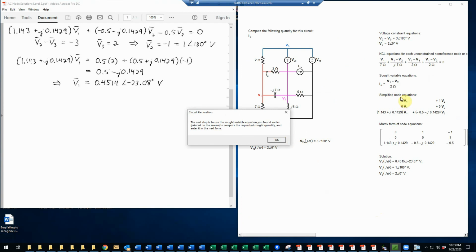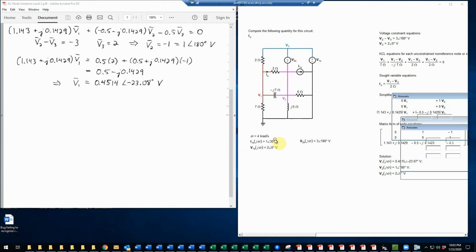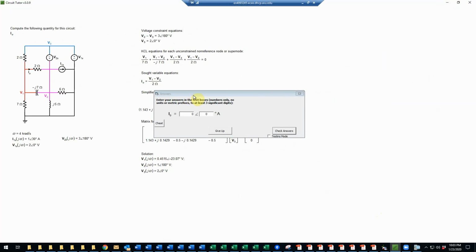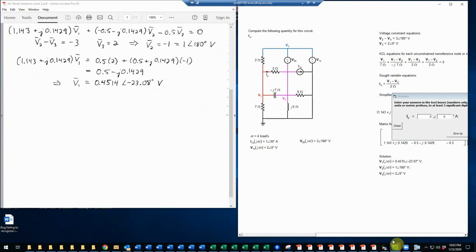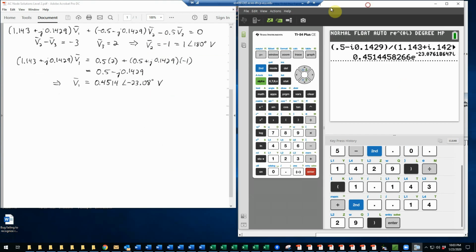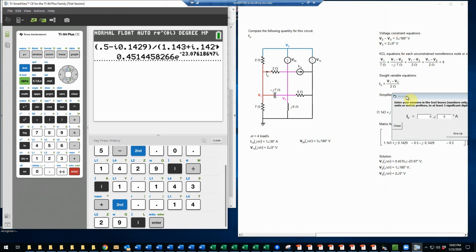And then the next step is to use the SOT variable equation, this one, in order to compute the requested SOT quantity and enter it in the next form. So basically, I simply need to take V1 minus V2, which are written here, and divide that by 2. So that would be done, again, on your calculator. I guess I can illustrate that real quick. Okay, so I need to use parentheses again there. And then the V1 is the 0.45.